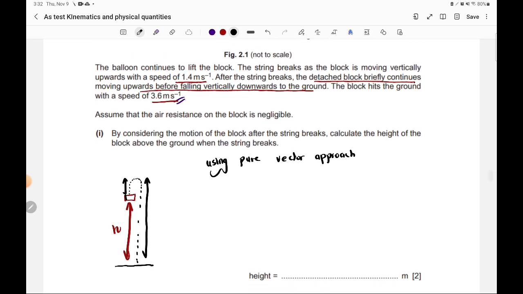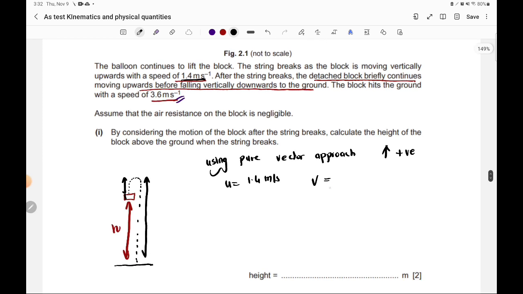When it got disconnected, the speed was 1.4 meters per second, and I'm going to take upwards as positive. So the initial speed is 1.4 meters per second. The final speed upon hitting the ground is 3.6 meters per second. And we have the acceleration as minus 9.81 meters per second squared.